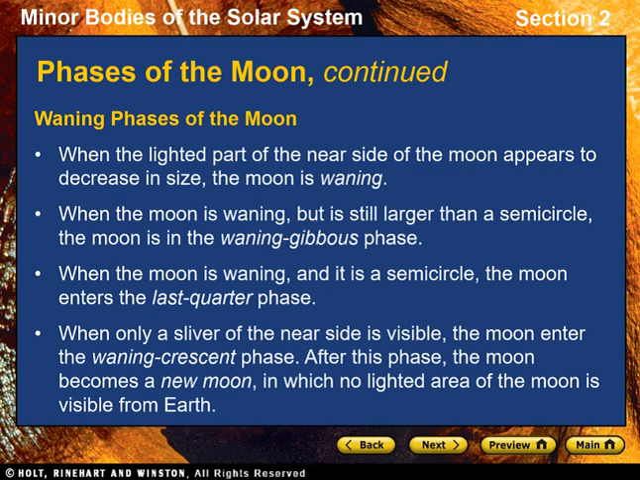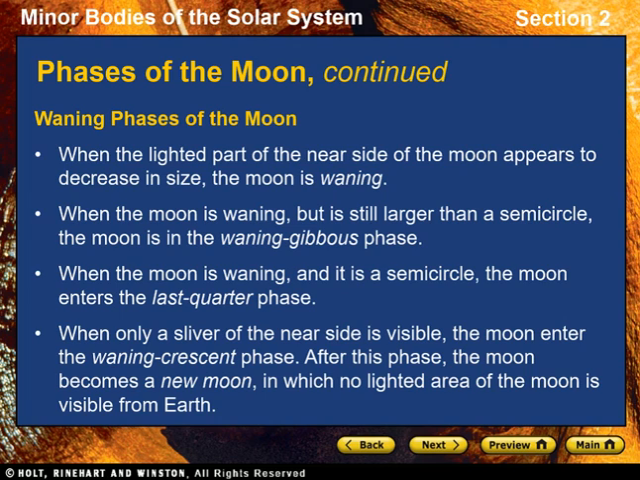Waning phases of the moon. After the full moon phase, when the lighted part of the near side of the moon appears to decrease in size, the moon is waning. When it is waning, but the lighted part is still larger than a semicircle, the moon is in the waning gibbous phase. When the lighted part of the near side becomes a semicircle, the moon enters the last quarter phase.